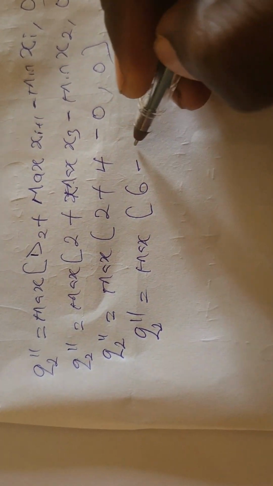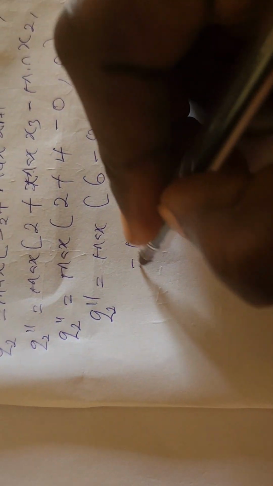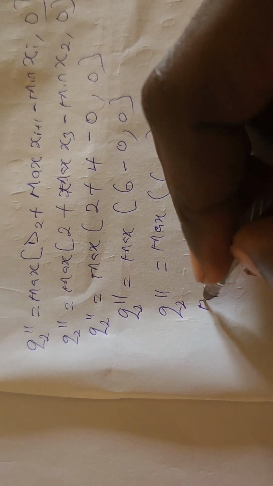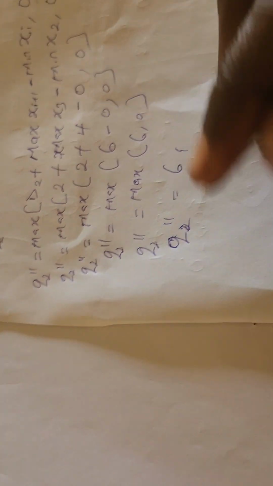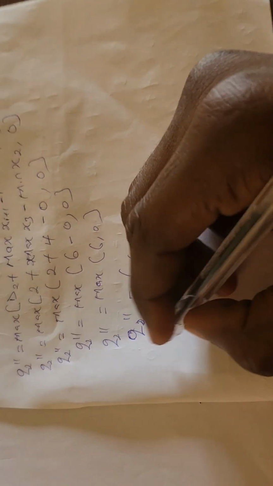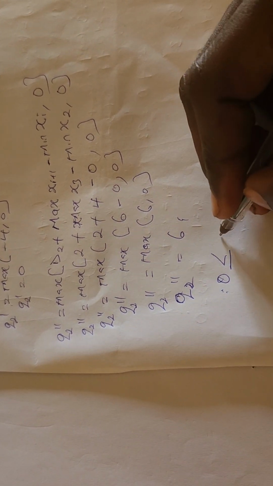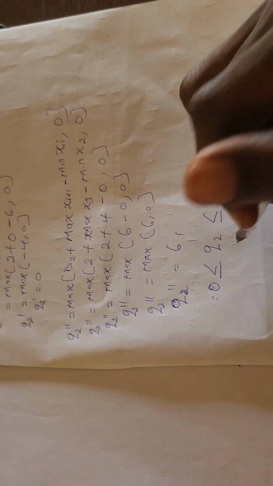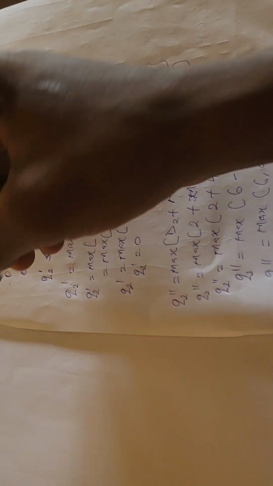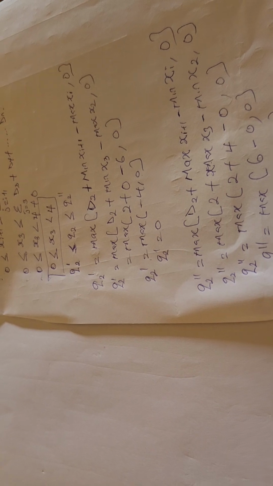So Q2 double prime is max, that's 6 minus 0, 0. That's the max of 6 and 0, so the maximum is 6. So far, the quantity of inventory now spans from 0 less than or equal to our Q2, understand, to 6. So we are working with this in creating our table.